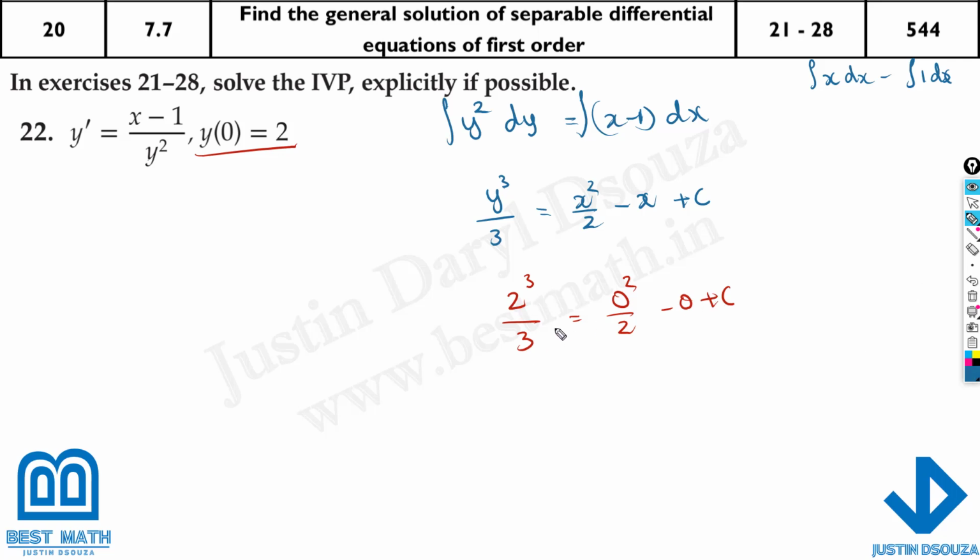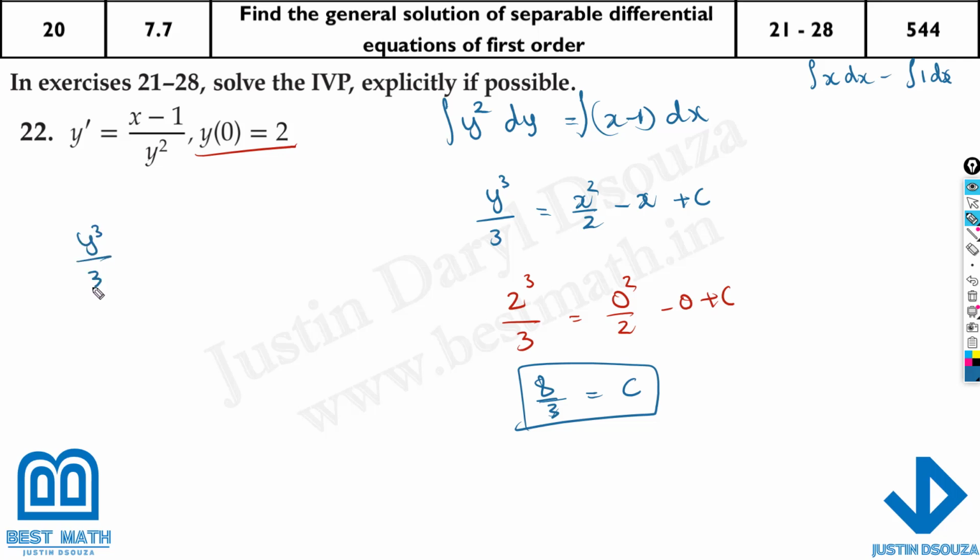Now what is the value of c? The value will be 2 power 3, that is 8 by 3, that is equal to 0 minus 0. I'm just not going to write that. 0 and 0 is equal to c. So c is 8 thirds, 8 by 3. And what we do is we substitute back in the original function. See, this was the original value, right? So we write it over here.